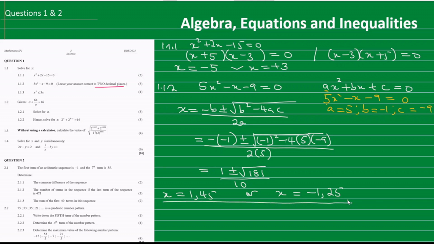As you can see, these are decimal fractions. So if you tried to simplify them using the method of factorization, that would cause you a big problem. So the bottom line: when you see that the question is asking you to express the value to a certain number of digits, 2 decimal digits or 3 decimal digits, jump straight to the quadratic formula.